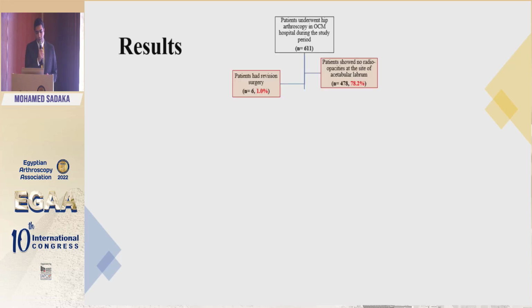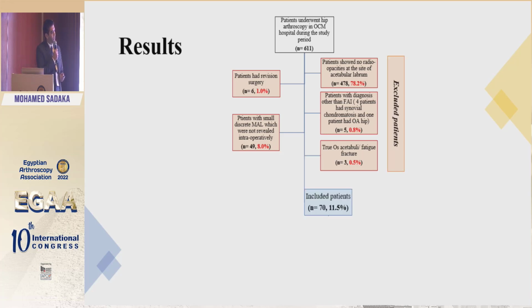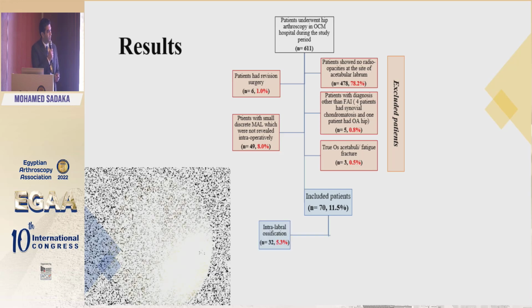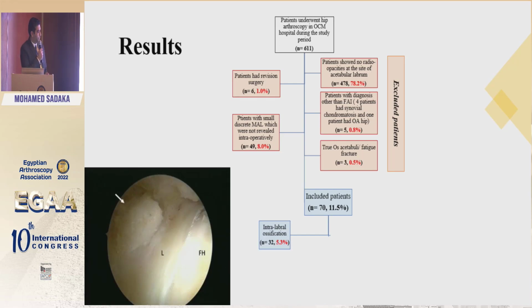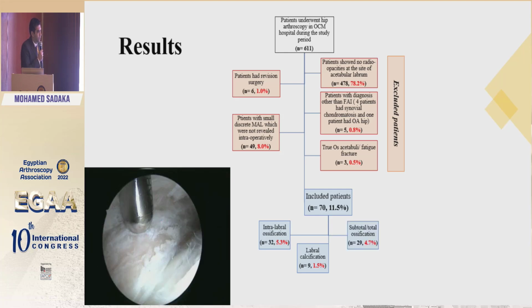So during the study period, 611 patients were operated in our hospital. 70 met the inclusion criteria. The first group was intralabral ossifications at the base of the labrum, well-formed bone near the base of the labrum. The second group was labral calcifications with a chalky white material near the base of the labrum. And the third group is a subtotal or total ossification of the labrum with replacement of the whole or partial height of the labrum with bone.